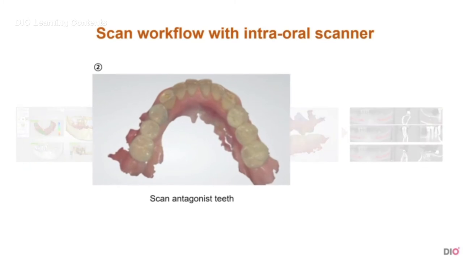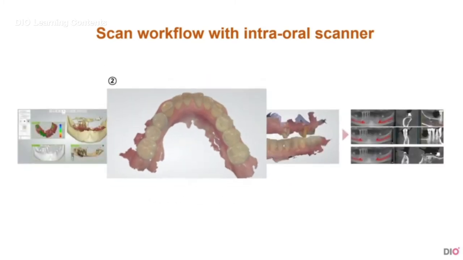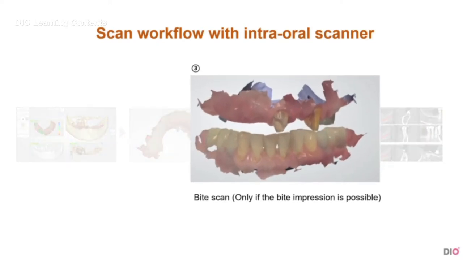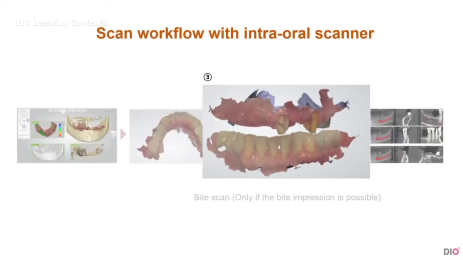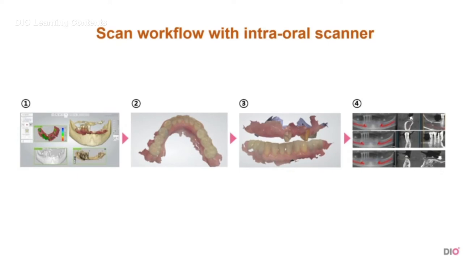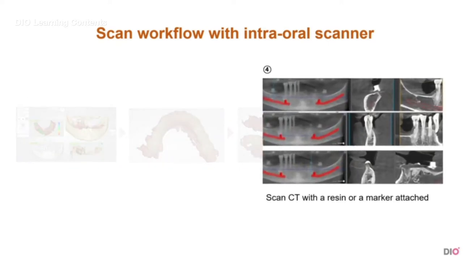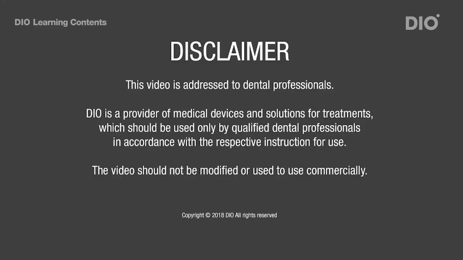In the second process, we have to scan the opposing arch. In the third process, also scan the bite if the bite impression is possible. Lastly, take the CT with resin or marker attached. These four processes are summarized in the following video.